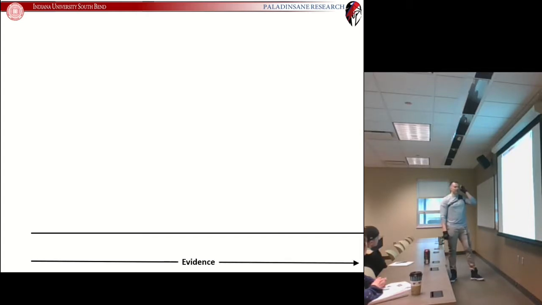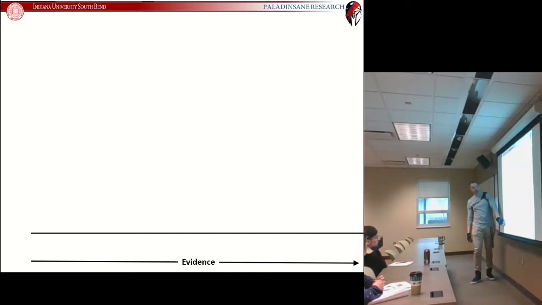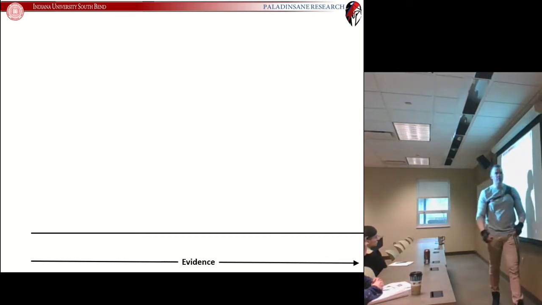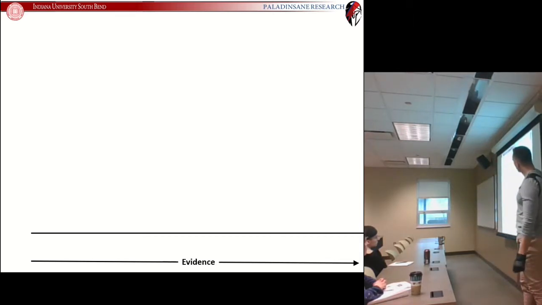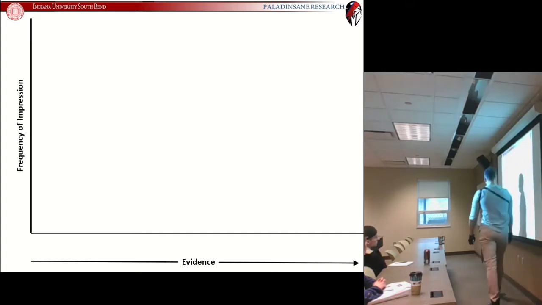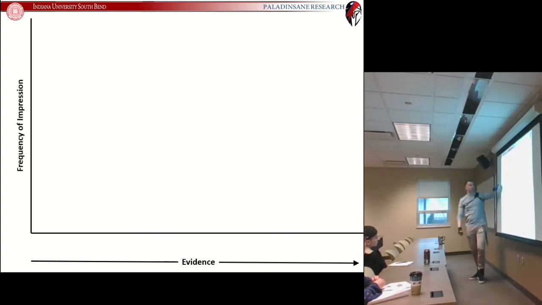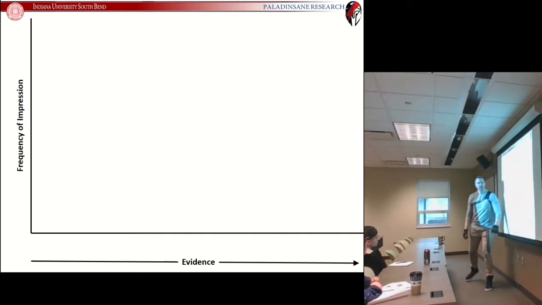All right, so evidence increases. This over here is where you have very little evidence. This over here is where you have a lot of evidence. And then on the y-axis here, we have the frequency of this impression. Basically, the frequency with which you would get that much evidence. So this is how often you are going to get this much evidence.